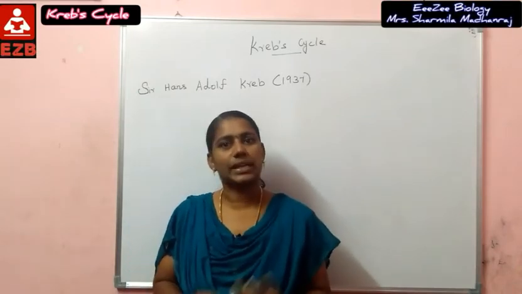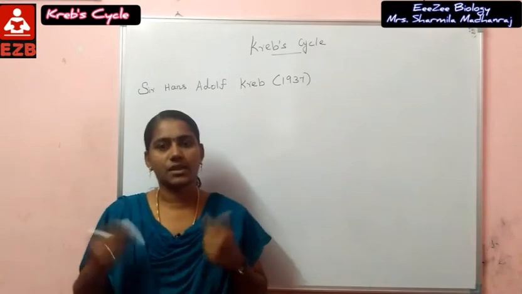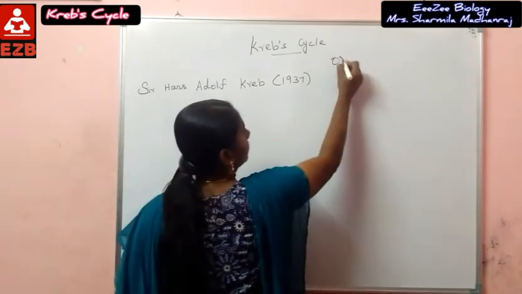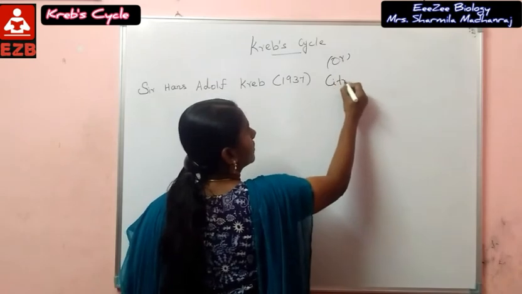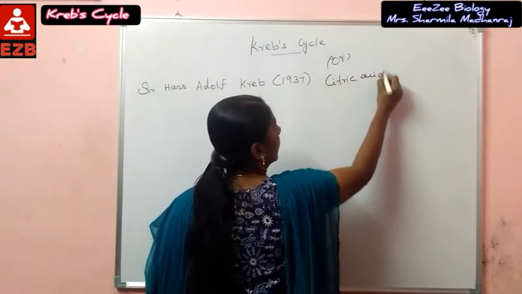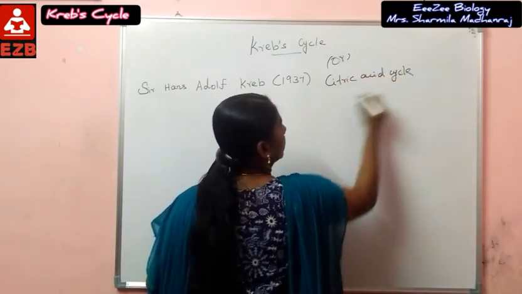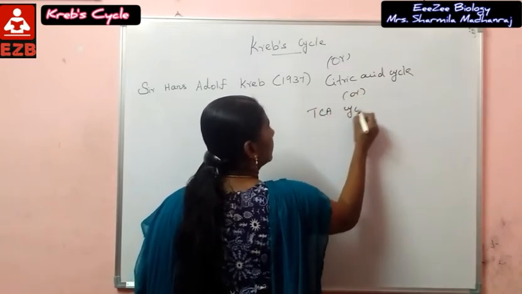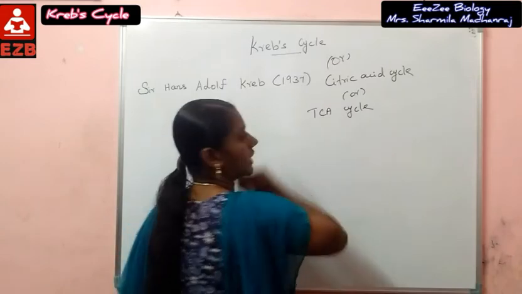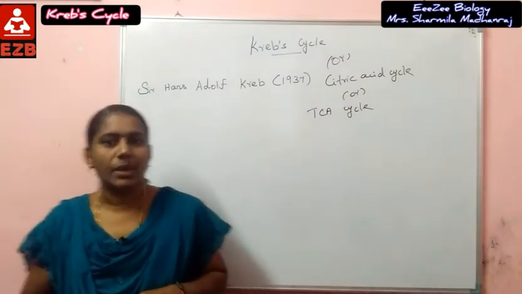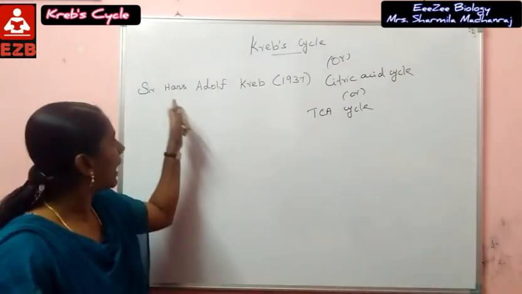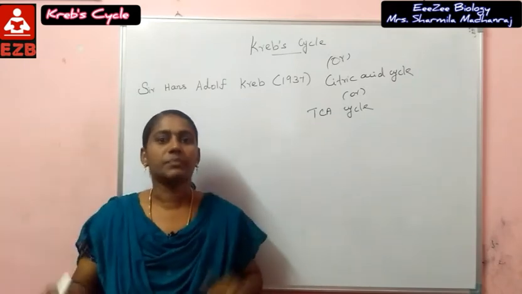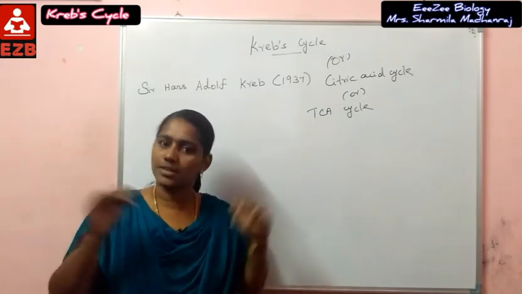Today our topic is the Kreb cycle. The Kreb cycle is otherwise called the citric acid cycle or TCA cycle, the tricarboxylic acid cycle. The German biochemist Sir Hans Adolf Kreb discovered this cycle in 1937.